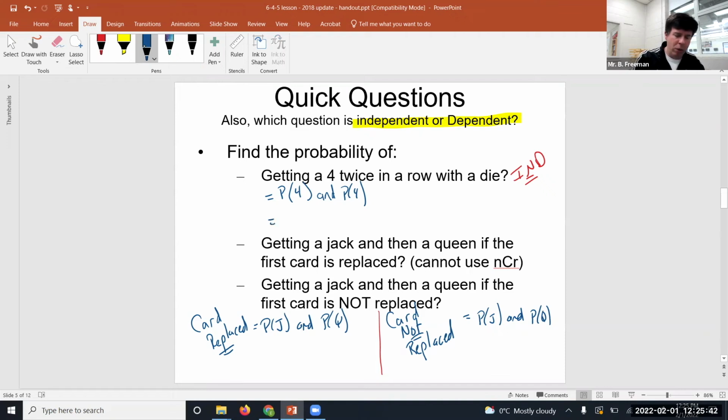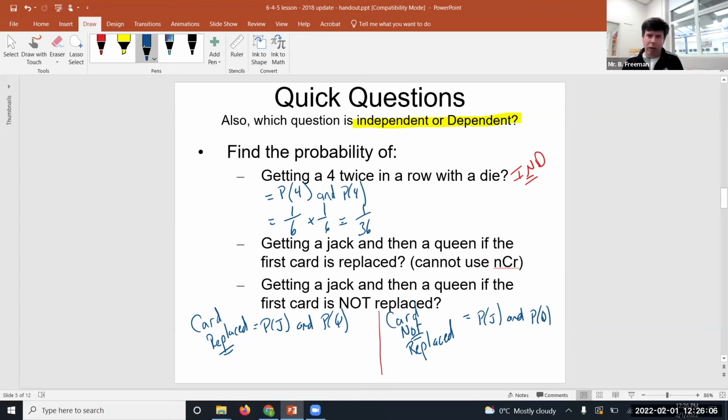4 twice in a row will be a 1/6 probability of the first time. But then when you roll the die the next time, it's not like that 4 has disappeared. It's still a 1/6 chance of that happening, giving us a probability of 1/36 for both times in a row.